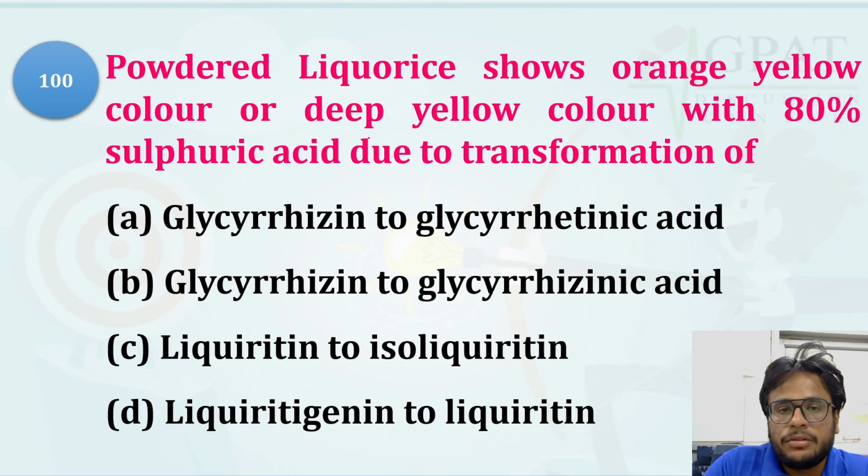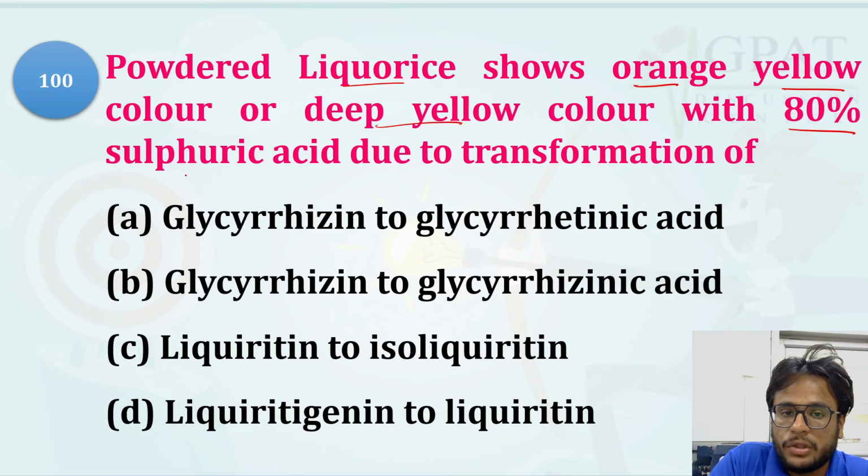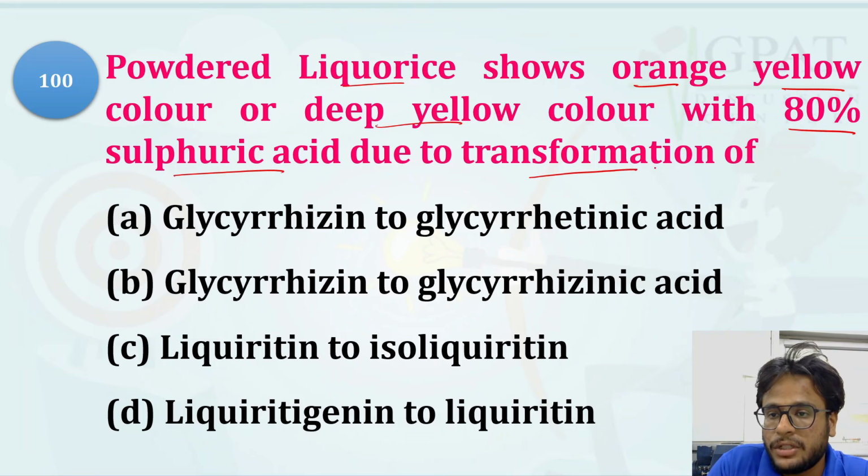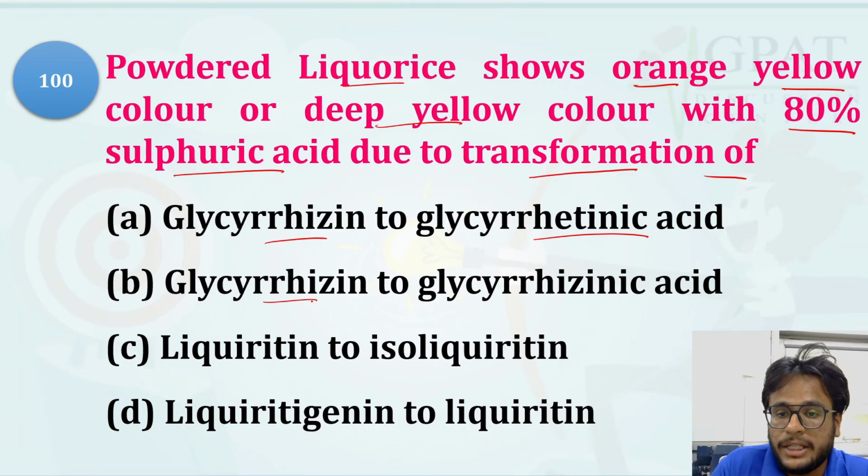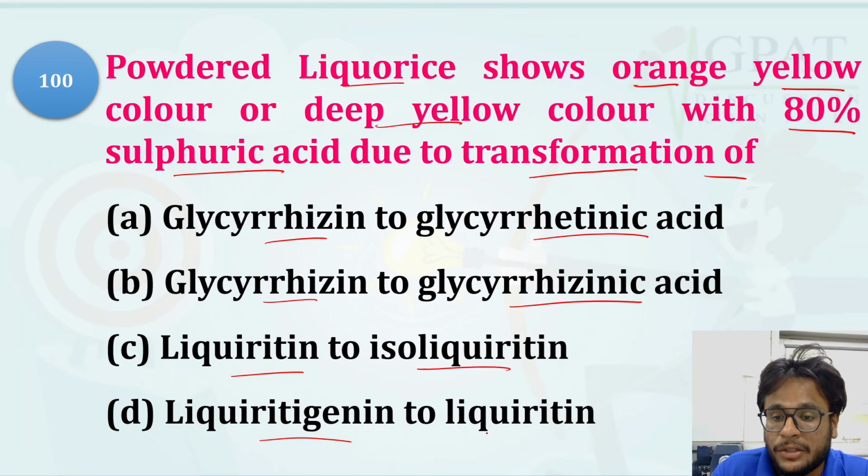Coming towards our next question, the powdered licorice shows an orange yellow to a deep yellow color with 80% H2SO4 or sulfuric acid due to the transformation of. Option A is glycyrigene and glycyrrhetinic acid. Option B is glycyrrhegenic acid and glycyrrhetinic acid. Option C is liquiritin and isoliquiritin. Option D is liquiritigenin and liquiritin.